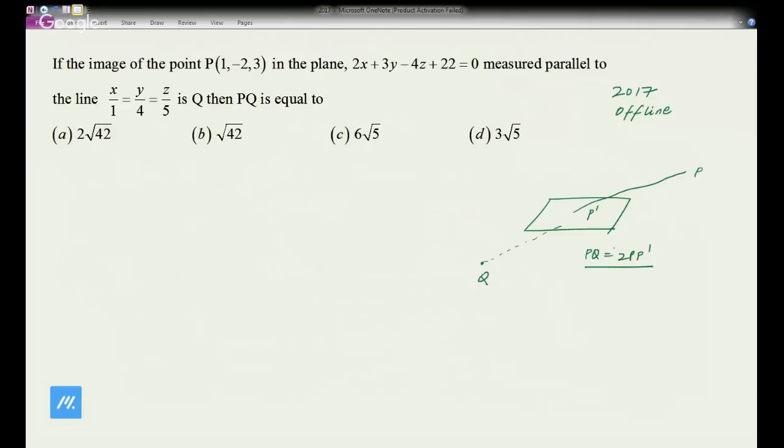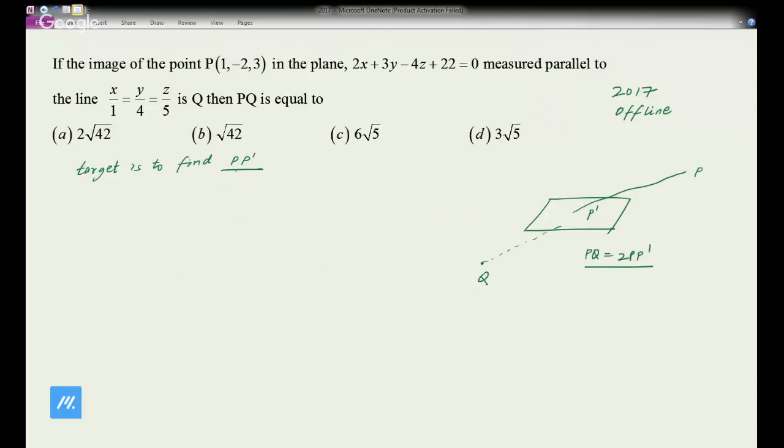PP dash. The concept of the image remains the same, whether you take a perpendicular distance or a line which is measured parallel to this. So you have to find the distance of this. Let's cut short: the target is to find PP dash. That's the target that we have at hand.